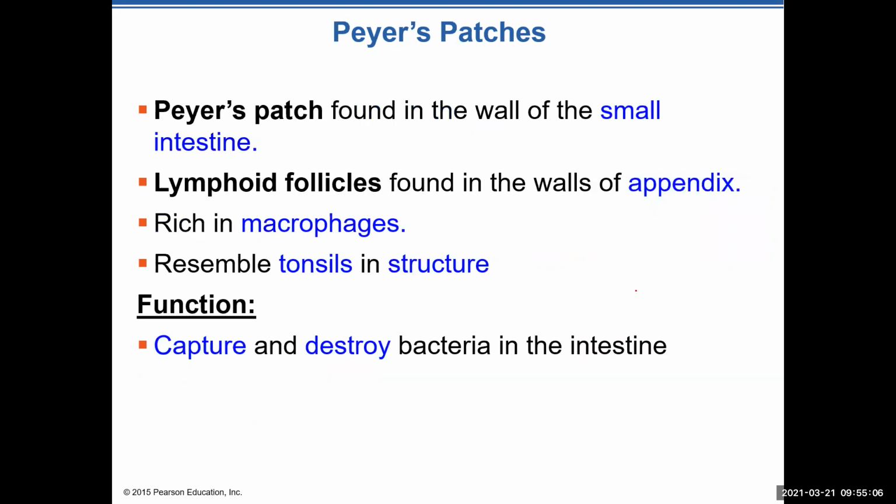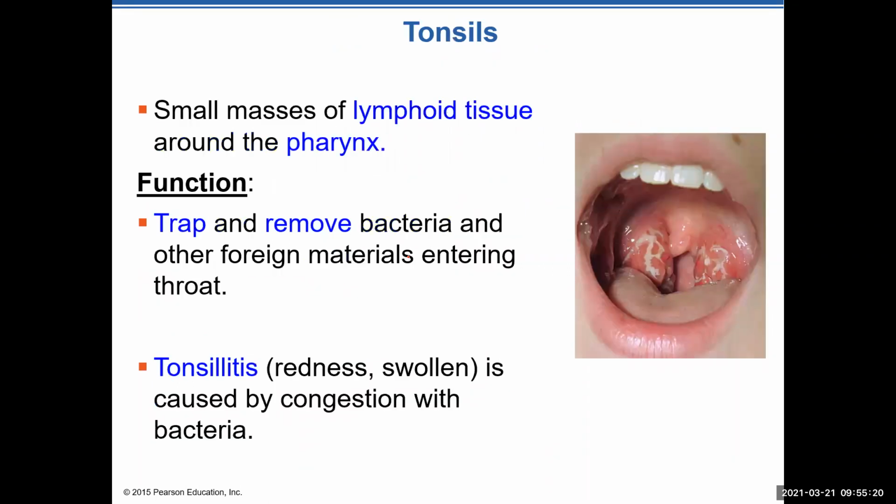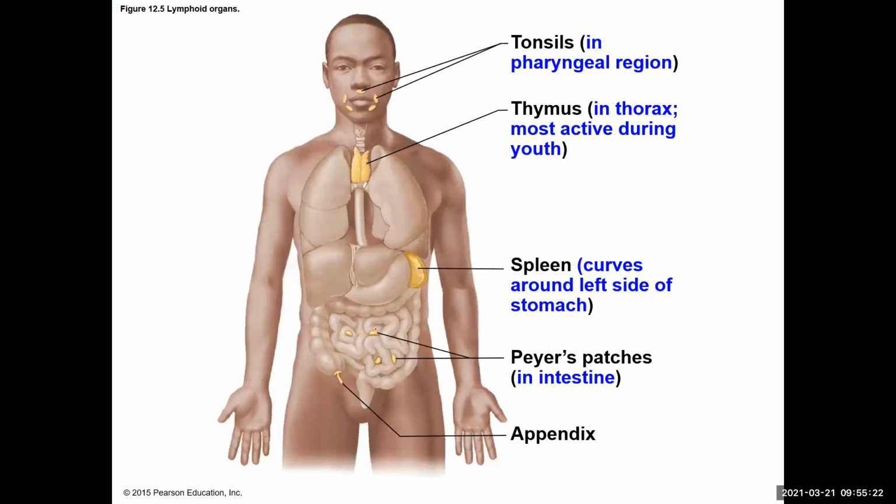Then the Peyer's patches. Where do we find Peyer's patches, guys? Which area do we have Peyer's patches? What do they guard? What do they protect? They protect our intestines. Absolutely, very good. You see the diagram over here. Look at this. Peyer's patches are protecting our intestines, right? And so are your lymphoid follicles in the appendix, right?